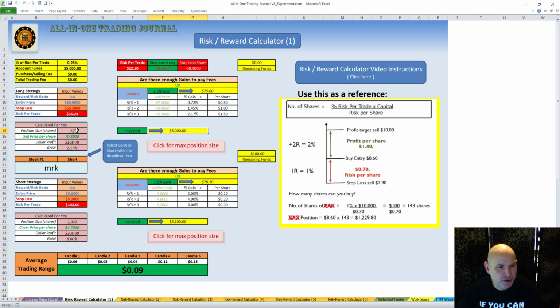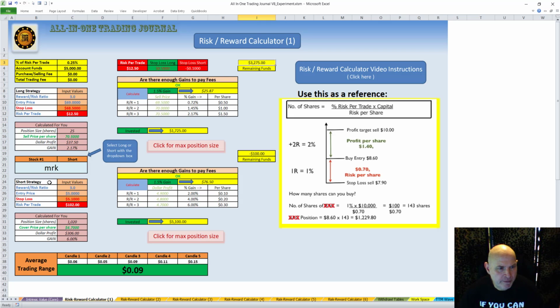So you can get 72 shares for your $5,000 account fund. Then it tells you how much of the remaining balance you have. In this case, you've used all your funds, so you have 0. If you go back to using your risk amount, then you still have $3,275 remaining.